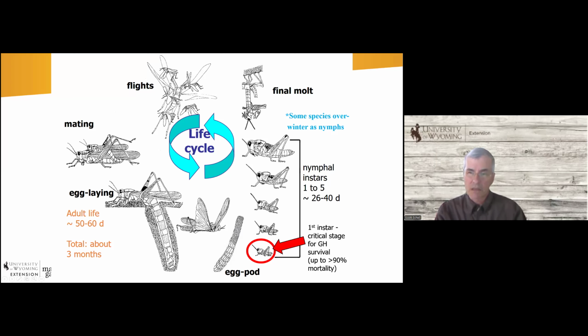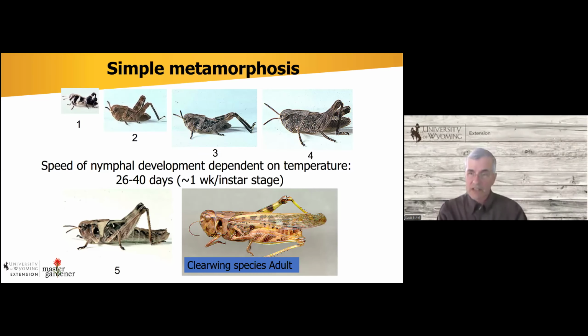Usually it depends on the weather and the food how long it takes them to go from each stage, but anywhere from 5 to 7 days is a good average. There are some species that overwinter as nymphs, but the crop pests are not that. Adult life is anywhere from 50 to 60 days. The two-striped grasshopper is a hardy grasshopper. It takes a pretty hard frost to kill them. I've seen them here in Laramie, which is 7,200 feet in elevation, and about 2 weeks ago was the last two-striped grasshopper that I saw. So that's simple metamorphosis, again about a week per instar.